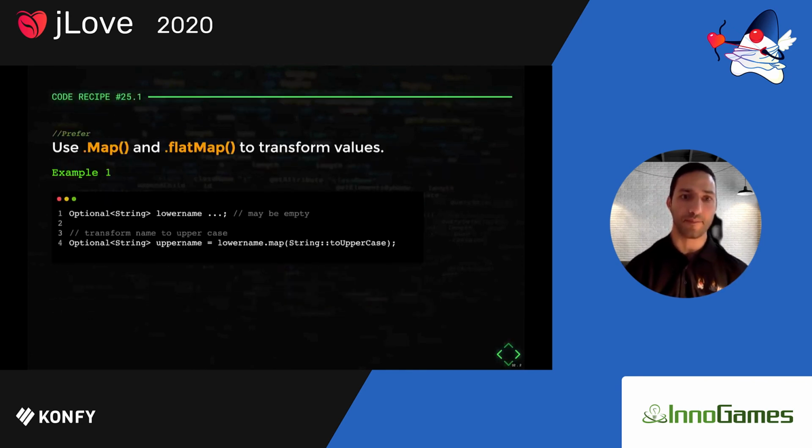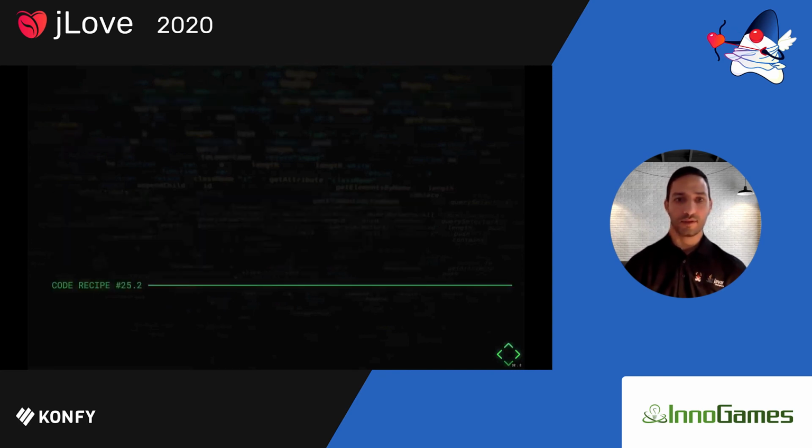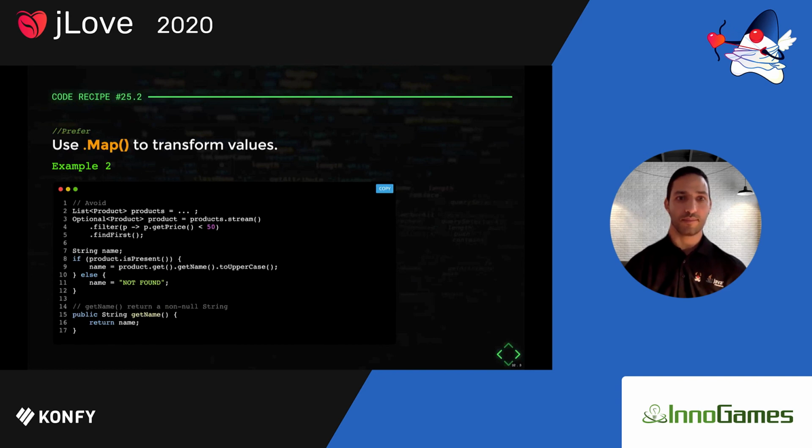This is a very big use of this. You can use map and flatMap to transform the value directly. So we can use it like this: lowercase dot map, string toUpperCase, and you will have an optional of string containing the new value. And also you can use map to transform values like this.